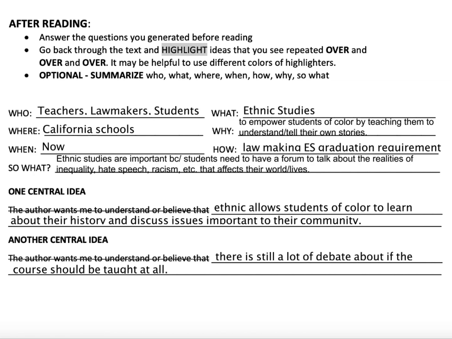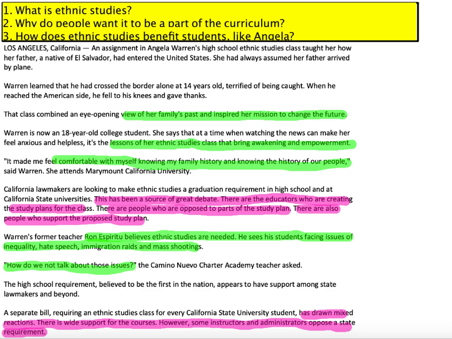So yeah, I think that when I go back and I summarize the who, what, where, when, how, why, and so what, that absolutely supports my first central idea, the main central idea that ethnic studies allow students of color to learn about their history and discuss issues that are important to their community. So that, I think, absolutely supports it. The second idea, I don't see come up in my summary, and that's okay because it is an idea that I see repeated over and over throughout the text.